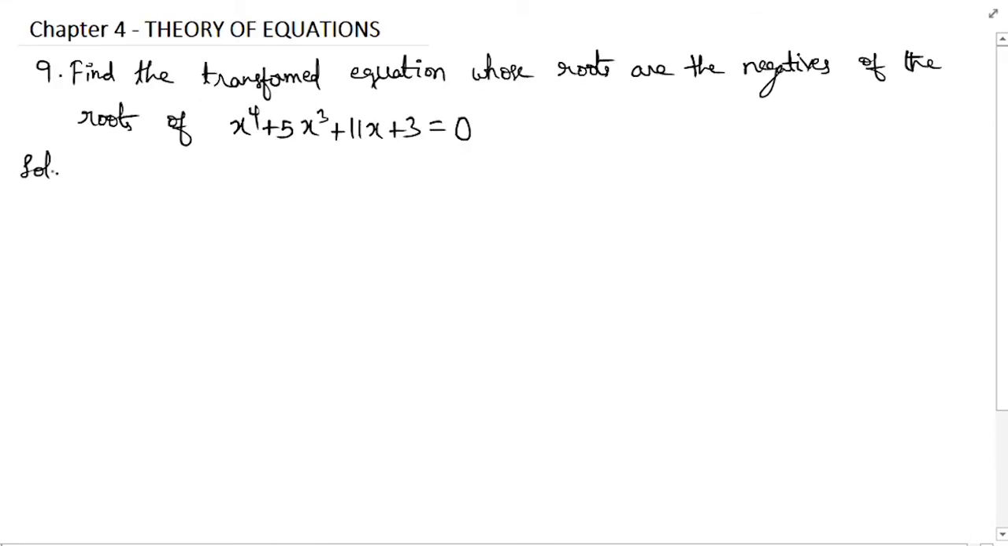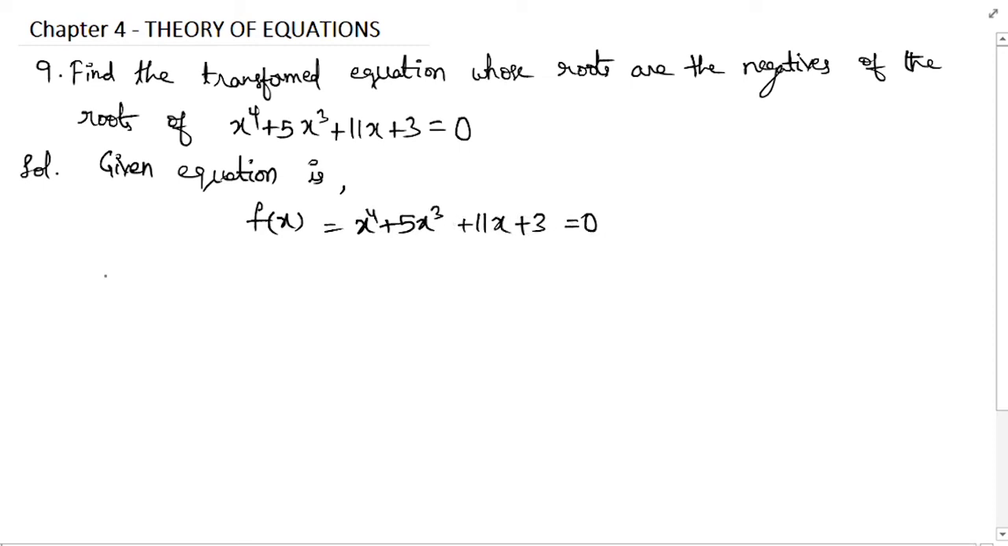Now we'll find the solution for the 9th problem. Find the transformed equation whose roots are the negatives of the roots of x⁴ + 5x³ + 11x + 3 = 0. The given equation is f(x) = x⁴ + 5x³ + 11x + 3 = 0.